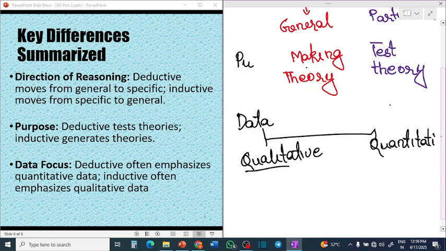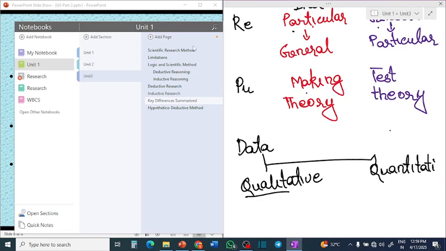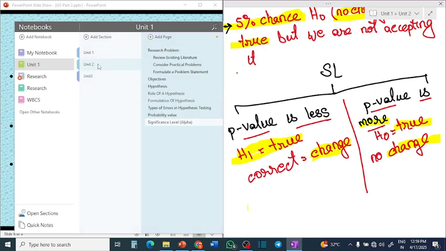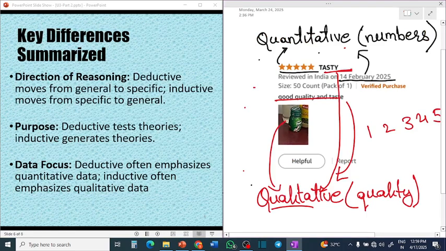Let me show you. That will be better for you. We move on to unit 2, objective types of formulation. I think it is in this one. As you can see in this type, data is of two types. One is quantitative and second is qualitative.